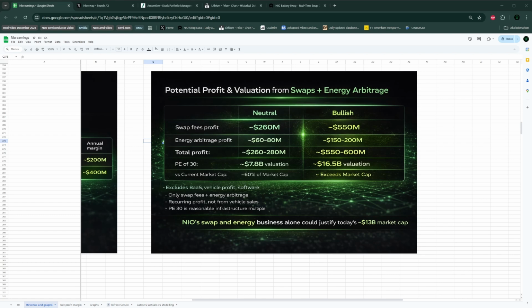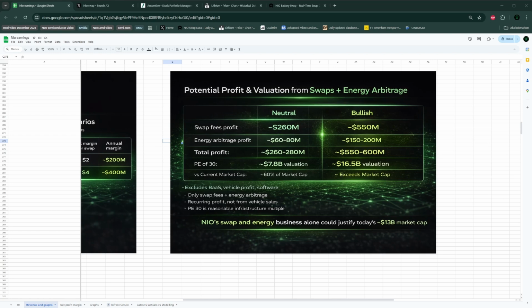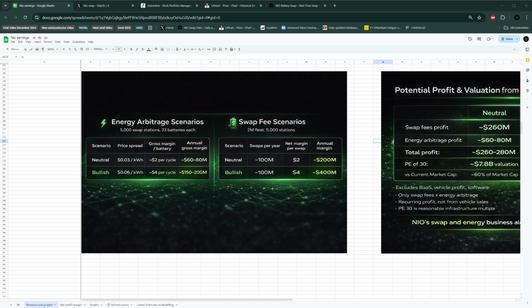And if you apply a PE ratio of 30, that's 7.8 billion, or in the bullish scenario, 16.5 billion. Versus the current market cap at 13 billion, you can see that both these scenarios are really advantageous for NIO as a company. Now again, in this part of the video, I'm less convinced that these are the actual numbers. This was just an idea, and let's see what you people out there think about these two scenarios.